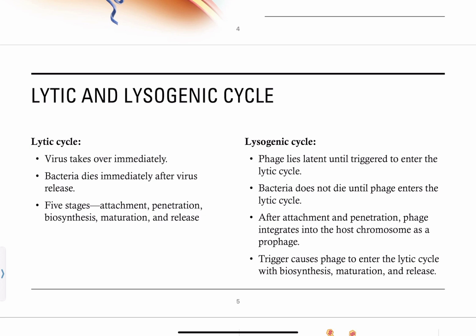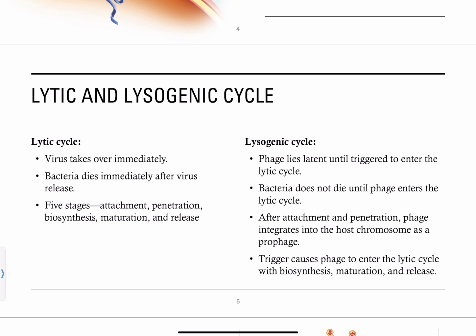So after attachment and penetration, the viral DNA is going to integrate into the host chromosome and become what's known as a prophage. It's then going to lie dormant, kind of just hanging out inside of the host DNA and copying itself as the bacteria divides. So the host isn't harmed, at least not right away.